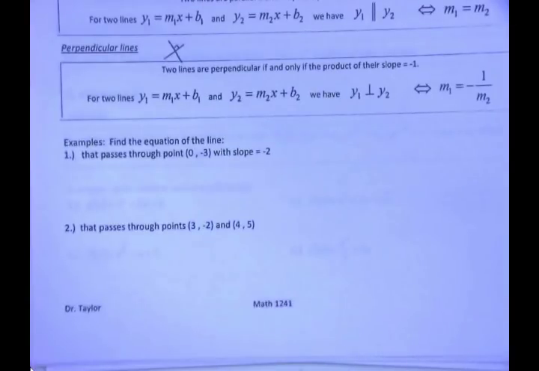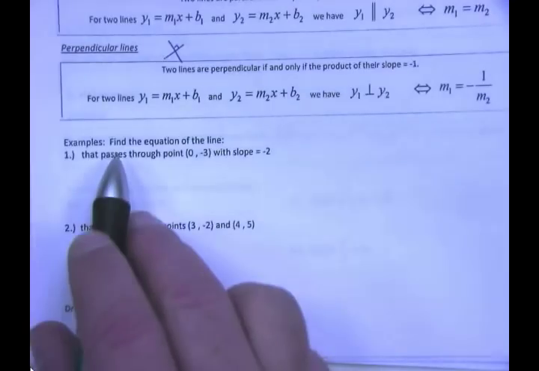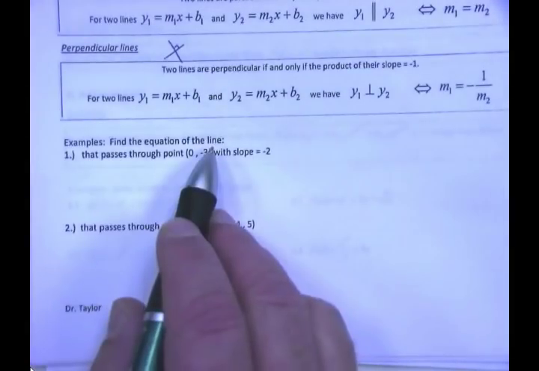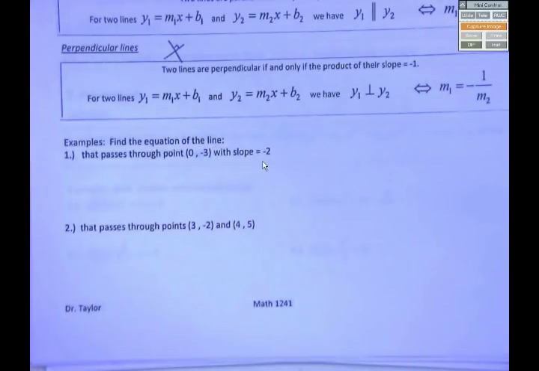Find the equation of the line. Notice it's first fancy words. Find the equation of the line that passes through the point (0, -3) with a slope of -2. Anytime you hear the magic words, find the equation of a line, what's the form that you're always going to use? Point slope. It is the most important.